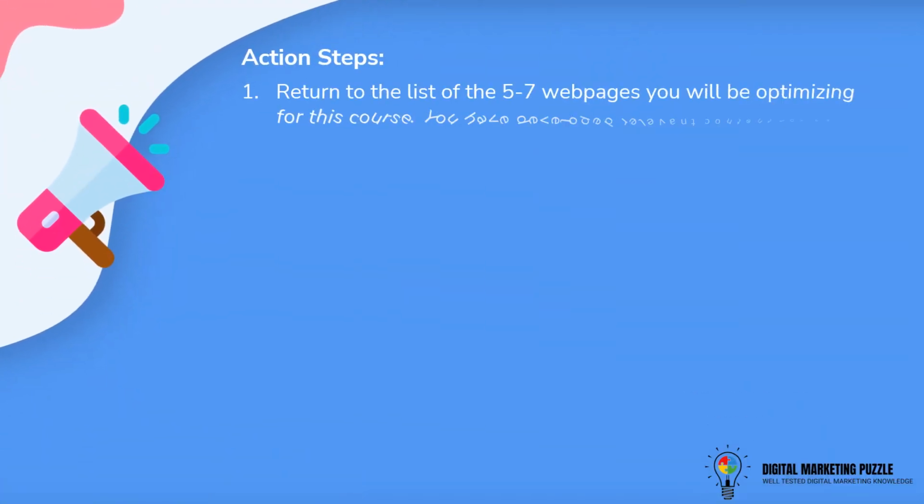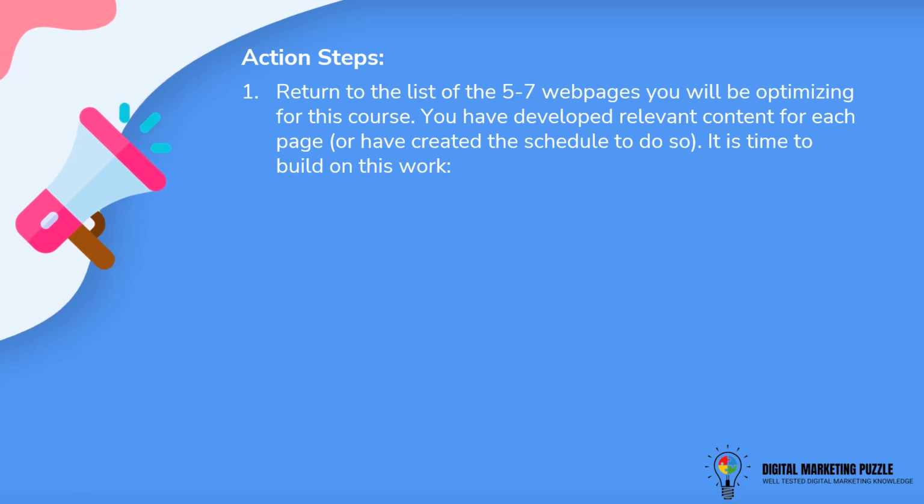Action steps. 1. Return to the list of the 5 to 7 web pages you will be optimizing for this course. You have developed relevant content for each page or have created the schedule to do so. It is time to build on this work.